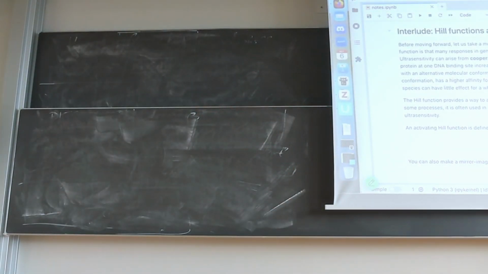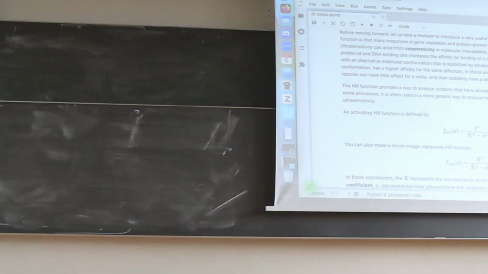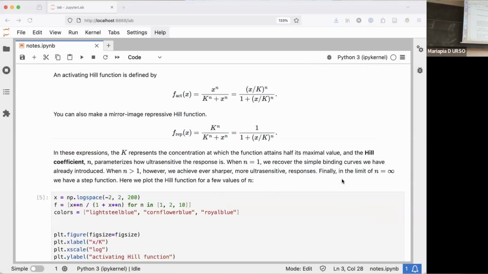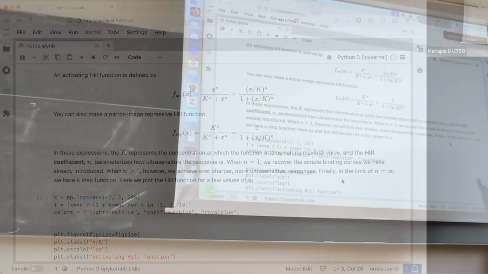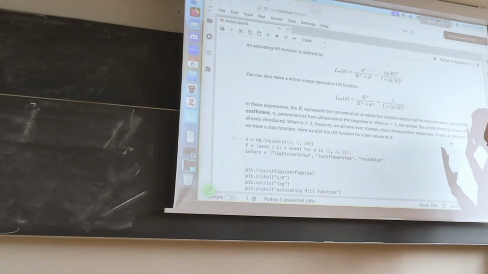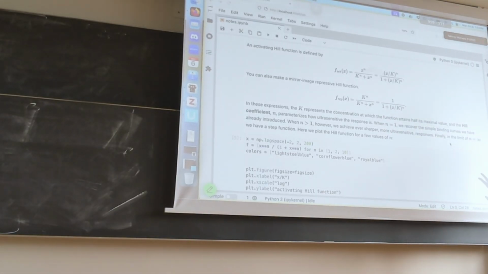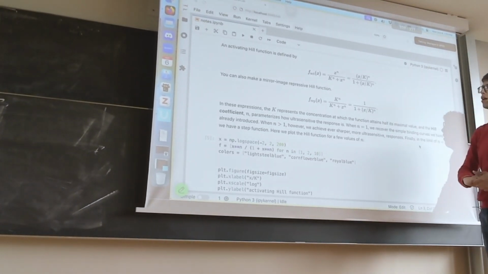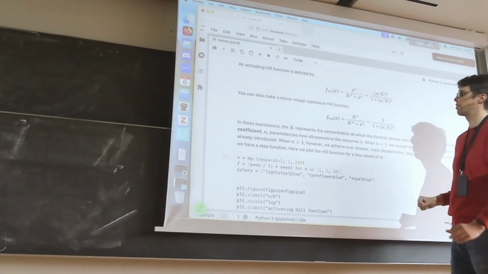And just a mathematical interlude here is something that is needed to properly appreciate bistability in genetic circuits. It's what's called Hill functions. Hill functions are generalizations of what we already seen. So maybe let's take the second one first, what's called the repressive Hill function.